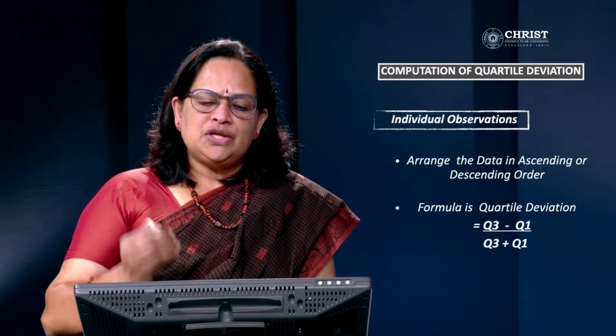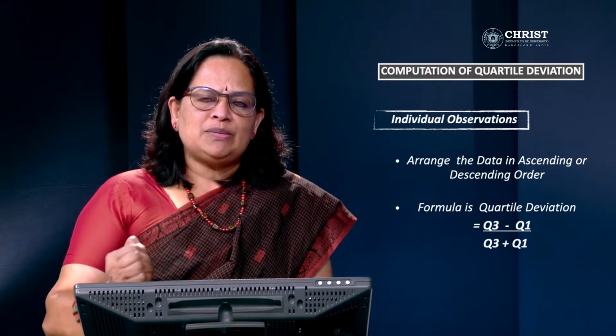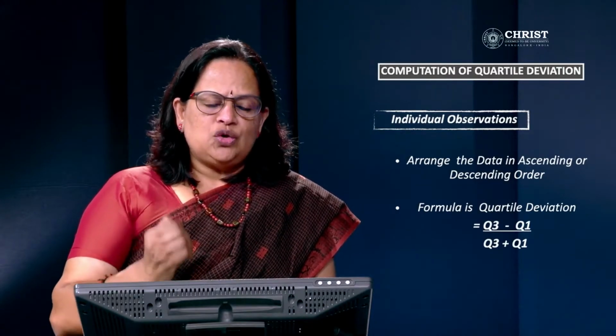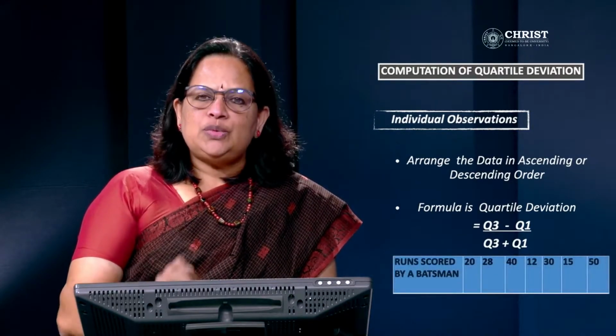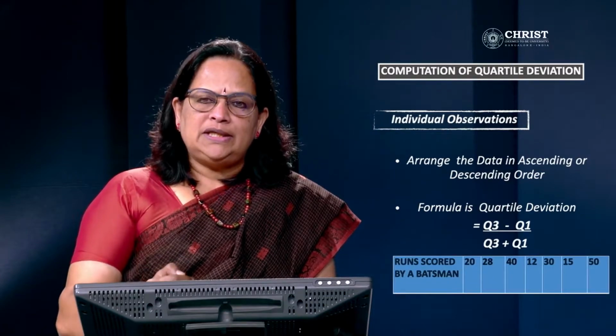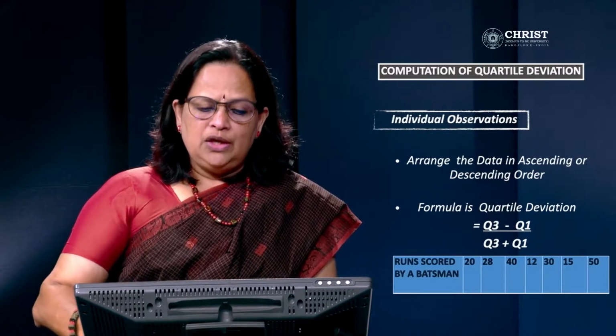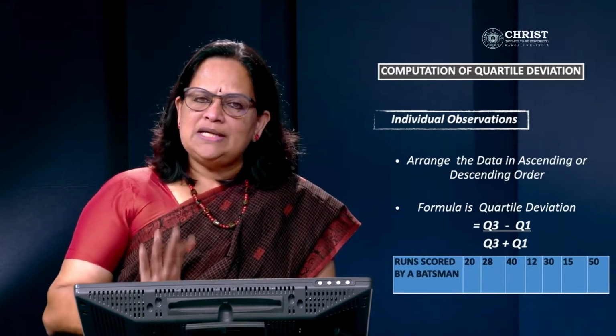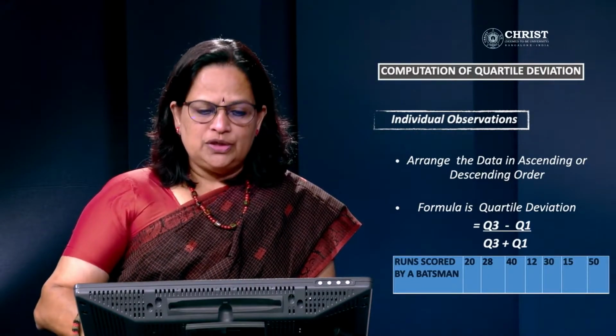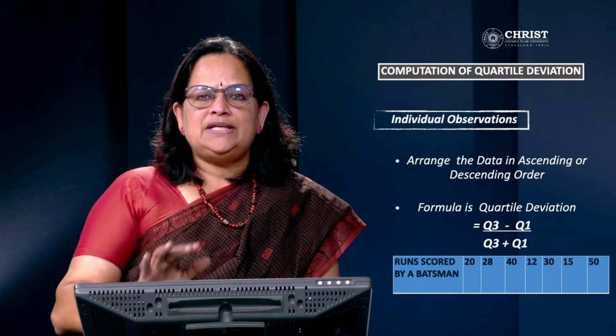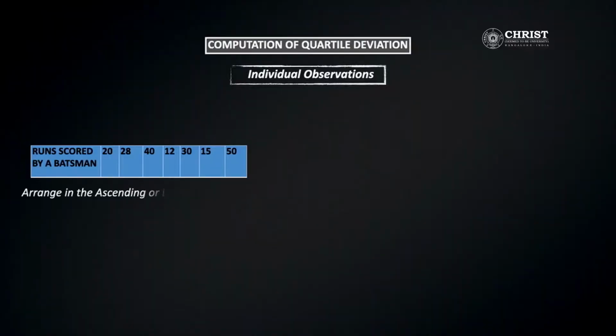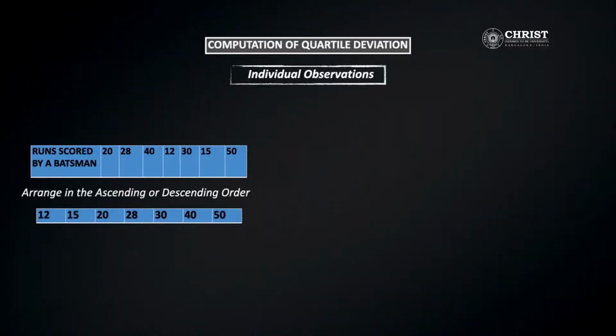Compute quartile deviation and coefficient of quartile deviation from the following data. Runs scored by a batsman: 20, 28, 40, 12, 30, 15 and 50. You know that this data is not arranged in ascending or descending order of magnitude. First thing, we have to arrange the data in ascending or descending order. So that is 12, 15, 20, 28, 30, 40 and 50.